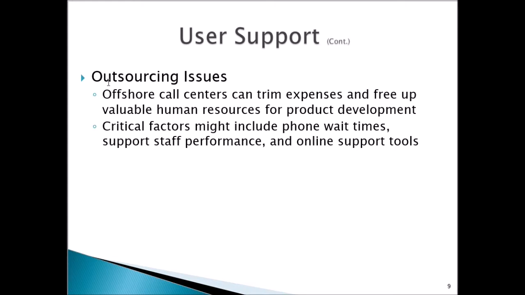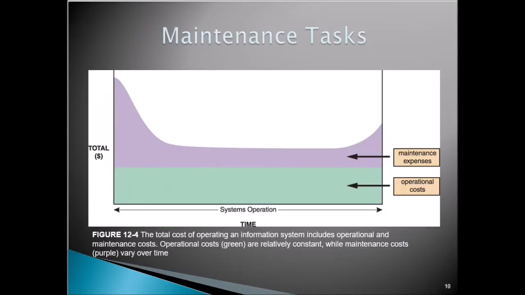And a lot of times nowadays, as you probably know, the offshoring of call centers is huge. They did that at my last position when I worked at Aleutian. Critical factors might include phone or wait times, support staff performance, and online support tools. So let's take a look at figure 12.4. It shows the total cost of operating an information system, including operational and maintenance costs.